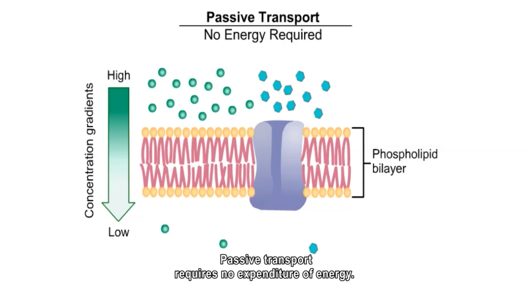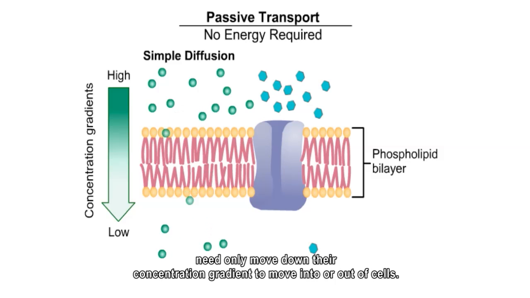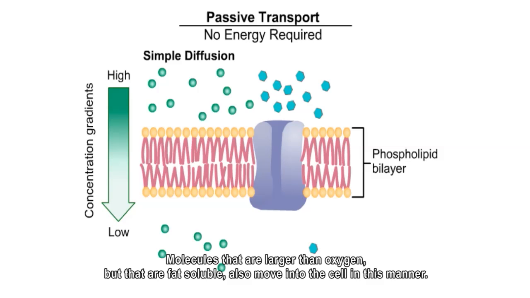Passive transport requires no expenditure of energy. In simple diffusion, water molecules and gases like oxygen and carbon dioxide need only move down their concentration gradient to move into or out of cells. Molecules that are larger than oxygen but that are fat-soluble also move into the cell in this manner.